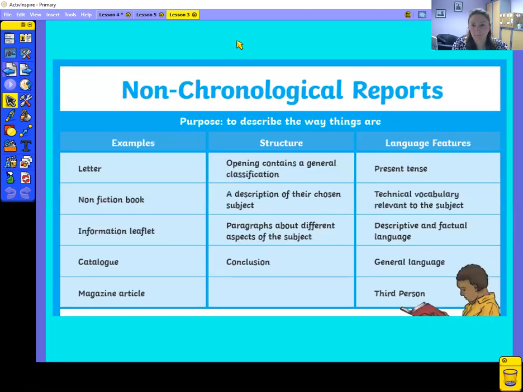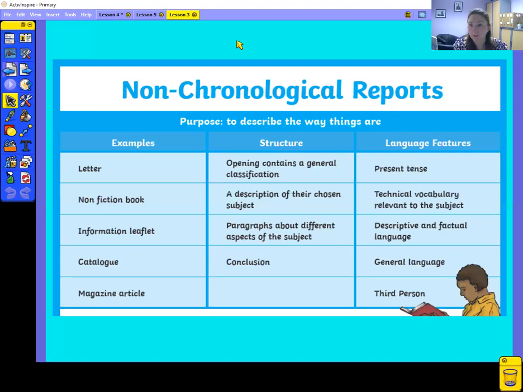Okay, how did you get on? Okay, so it must contain an introduction. It's got to give detailed description. There has to be paragraphs about one idea or one theme, and it often has a conclusion at the end as well. We are writing in the present tense, okay?